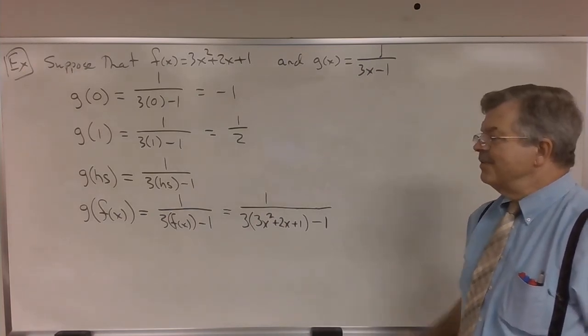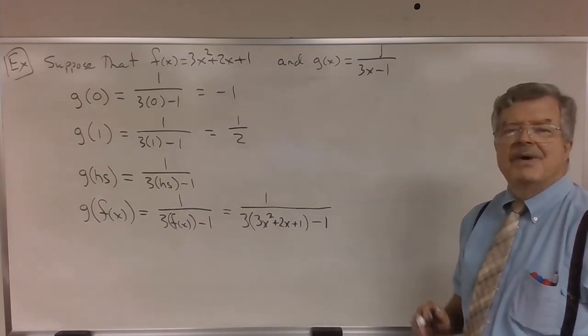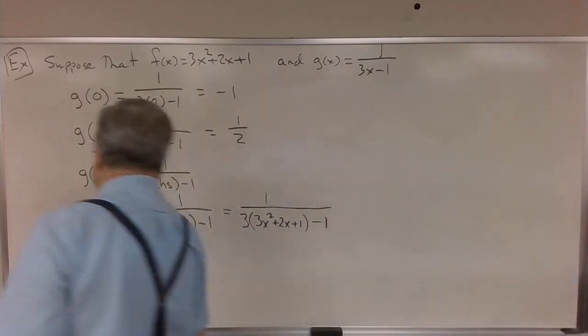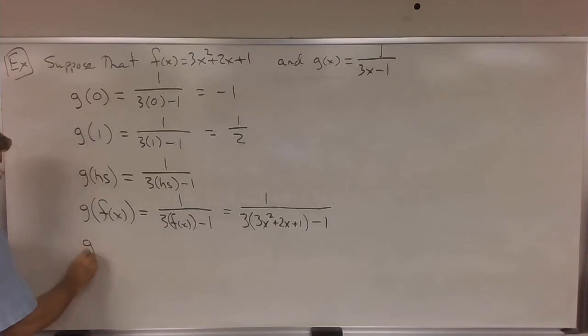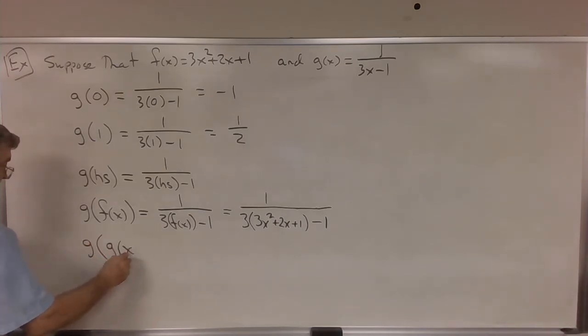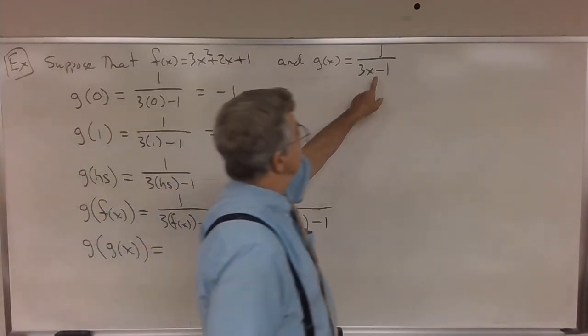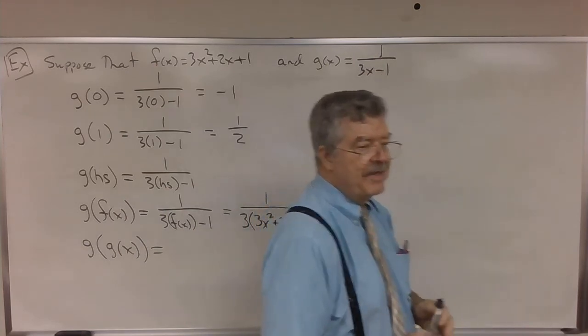And never one to waste a good exercise or quit while we've got the ball rolling, we're going to do one more. We're going to do g evaluated at g of x. And we're going to do this exercise exactly the way we did g evaluated at f of x. We're going to write it out in terms of g of x first, and then express it in terms of x after that.